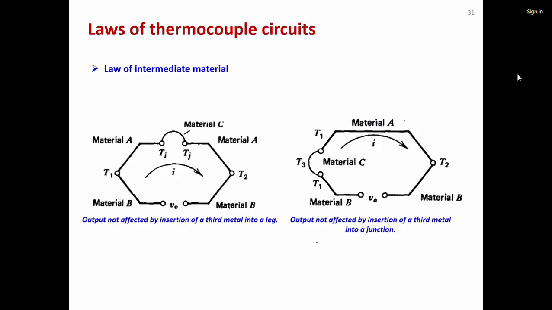It also says that you can even not have a junction between material A and material B, but a third material, material C, which is basically sort of forming the junction here, provided the entire thing here is at a fixed temperature. Okay, it is almost like the wire is isothermal. So it says that output is not affected by insertion of a third metal into a junction.